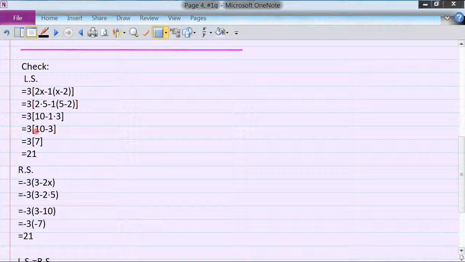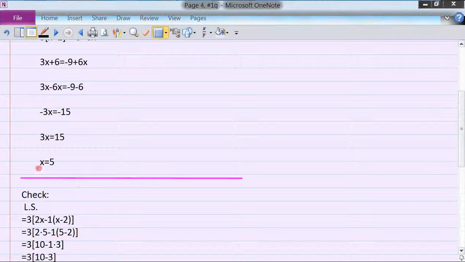And I'm left with 10 minus 3, which is 7. 3 times 7 is 21. Go and check on the right side of the equation, replace the x with a 5. I got 2 times 5, which is 10, minus 10 here. And I have 3 minus 10, which is minus 7. Minus 3 times minus 7 is plus 21. I get the same thing on the left and the right.